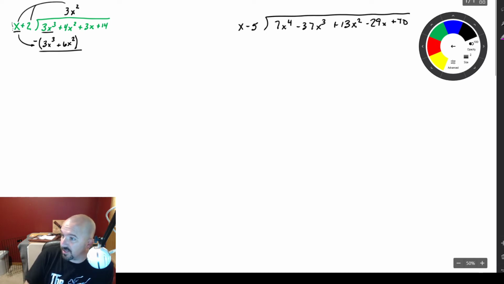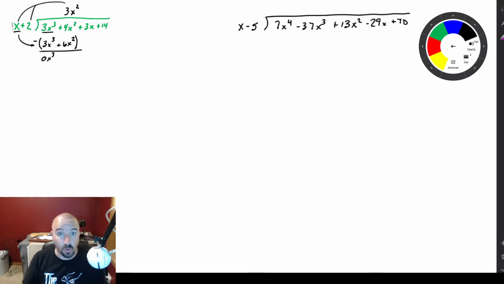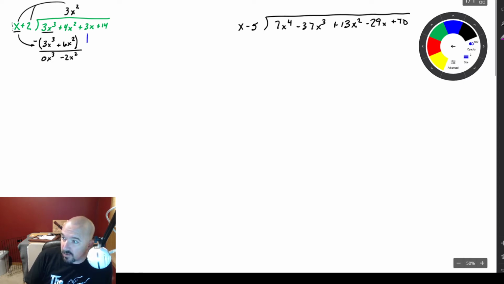All right, so let's go ahead and do the subtraction in black, and then we'll switch colors for the next step. So 3 minus 3 is going to give me 0x cubed. I put this down because it's the goal. You should be eliminating that lead term each time that you move through this process. If you're not, go back and re-guess. 4 minus 6 is going to give me a negative 2x squared. Bring down our plus 3x, that next digit.